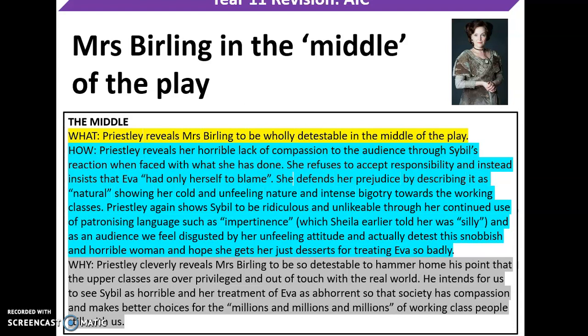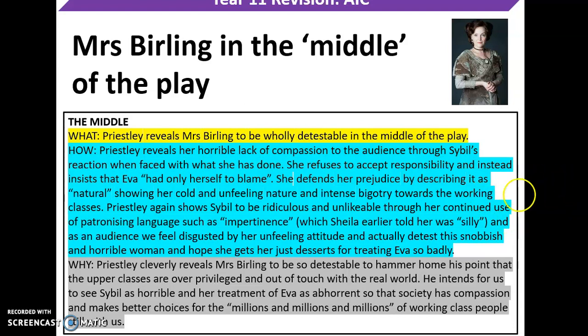Priestley cleverly reveals Mrs Birling to be so detestable to hammer home his point that the upper classes are overprivileged and out of touch with the real world. He intends for us to see Sybil as horrible and her treatment of Eva as abhorrent, so that society has compassion and makes better choices for the millions and millions of working class people still with us.